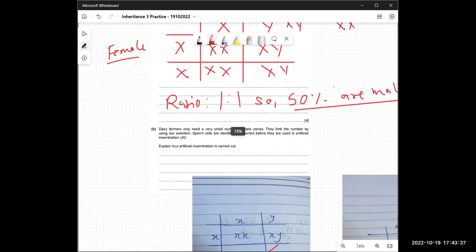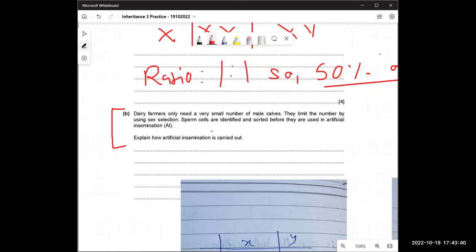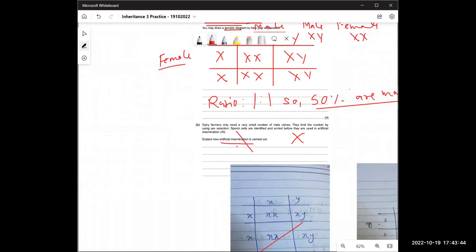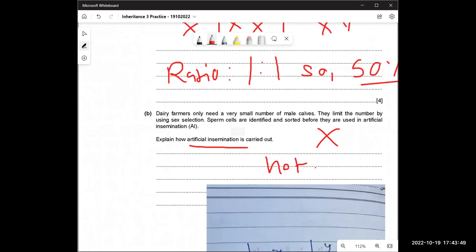Next question. Read the question. Well, this is not in your chapter anymore. It's out of your syllabus. Artificial insemination is not in your syllabus.